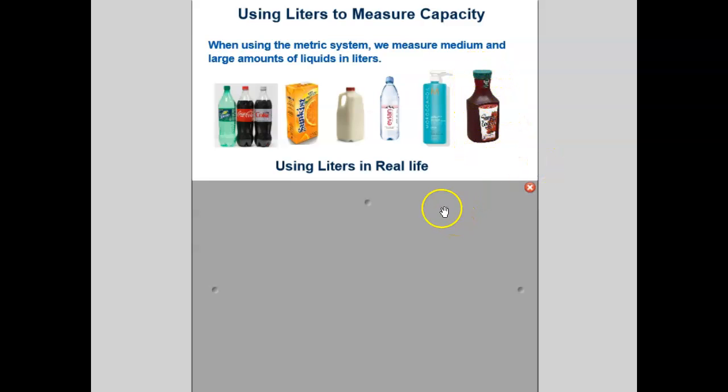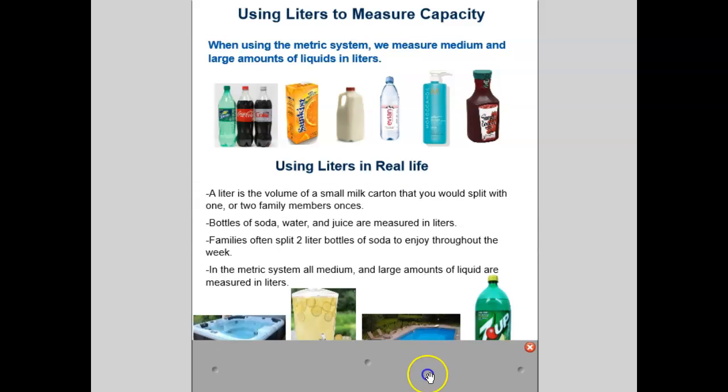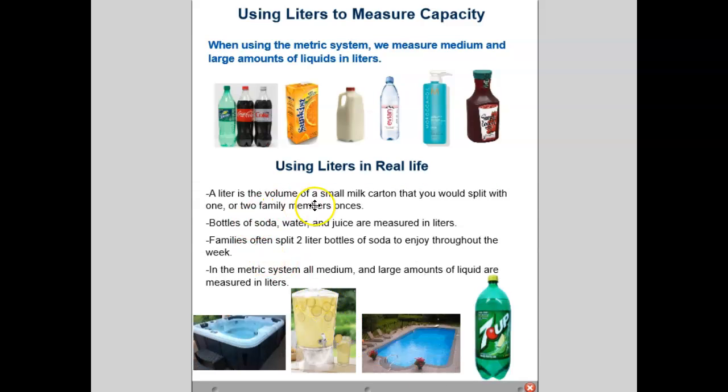Let's think about when we would use liters in real life. A liter is the volume of a small milk carton that you would split with 1 or 2 family members one time. Like this size that maybe you would split with 3 family members if you're enjoying some cookies. Bottles of soda, water, and juice are also measured in liters. Families often split 2-liter bottles of soda. So this is what a 2-liter bottle of soda would look like to enjoy throughout the week. You certainly couldn't drink a 2-liter bottle all by yourself.